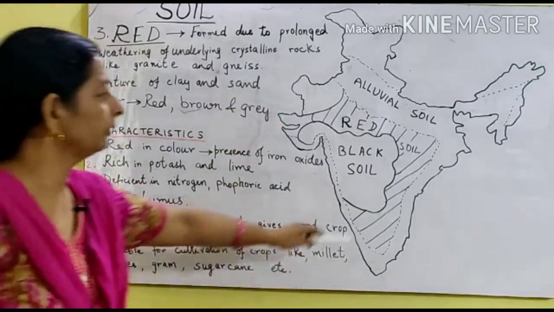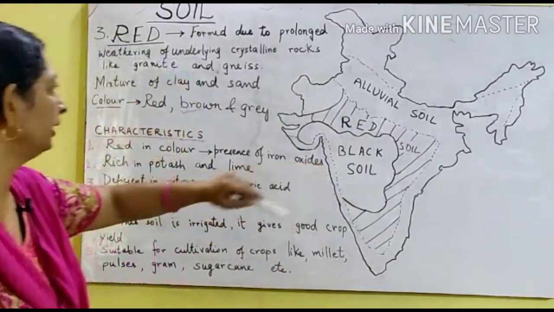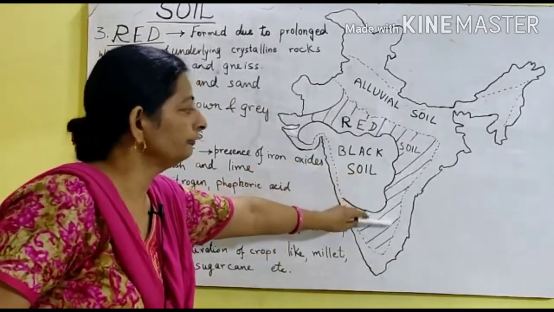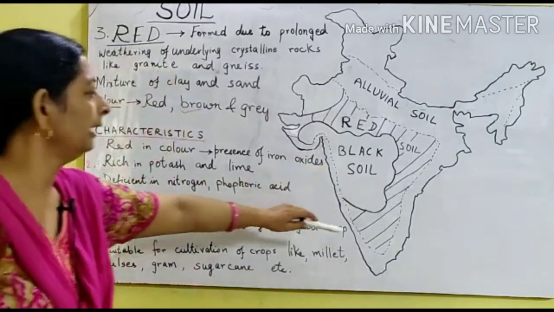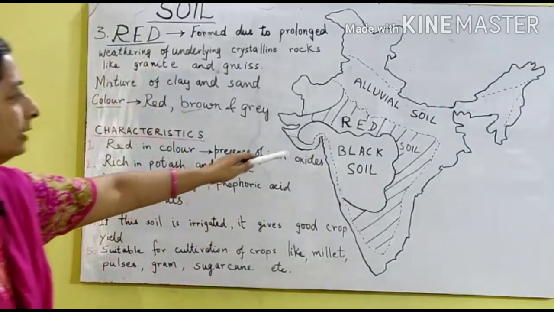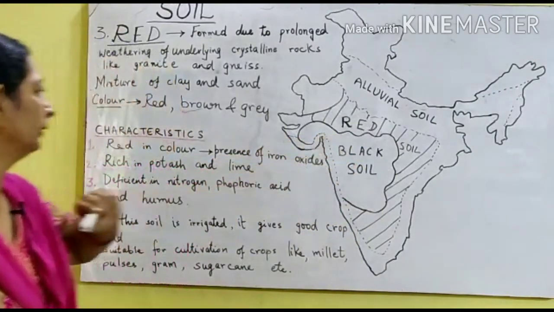Like in the southern part of India, the red soil is mostly red in color because a lot of iron oxide is present. So here the soil is purely red in color and a little bit brown. But in this part it is light grey in color.